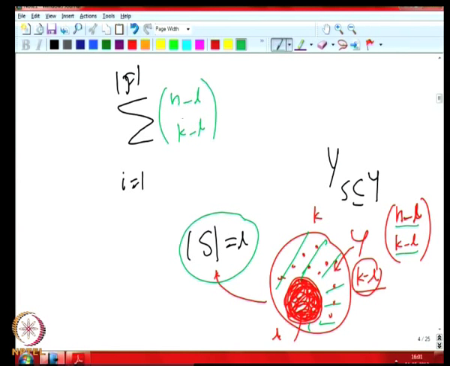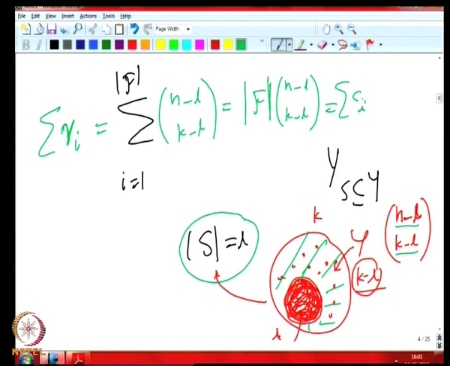So we can just write n minus L choose K minus L here, right? Because this is the same number, we know the sum is equal to the cardinality of F times n minus L choose K minus L, since the same thing is summed up. This is what our sigma Ri is, right? Now this has to be equal to sigma Ci, the column sum.